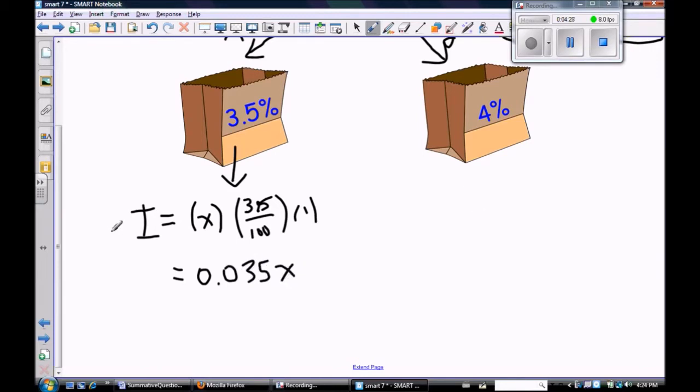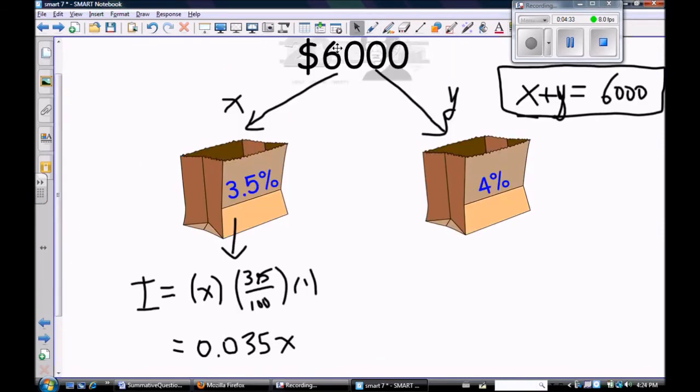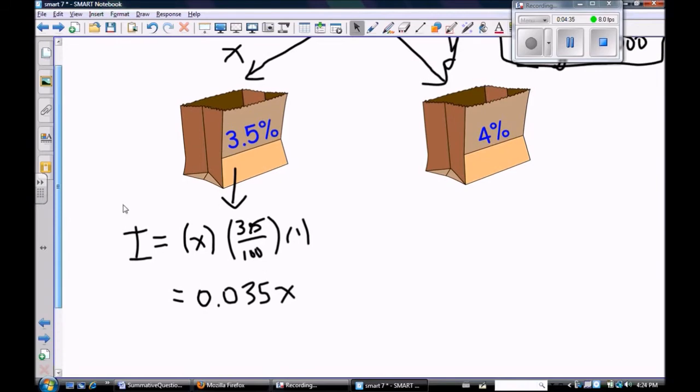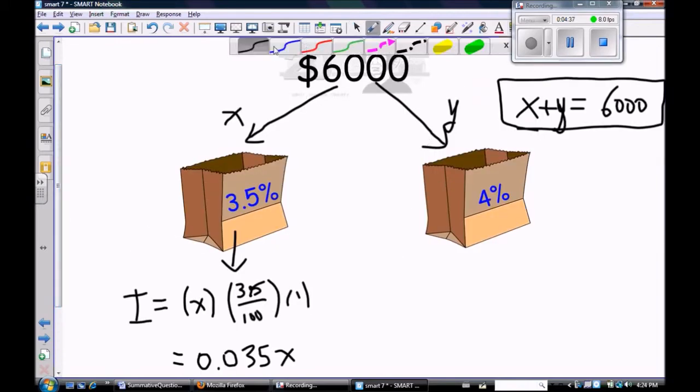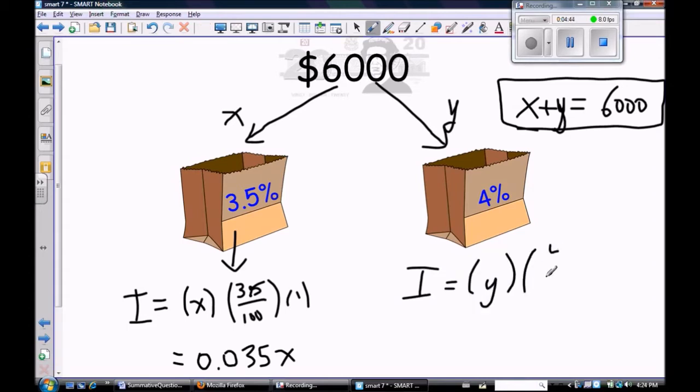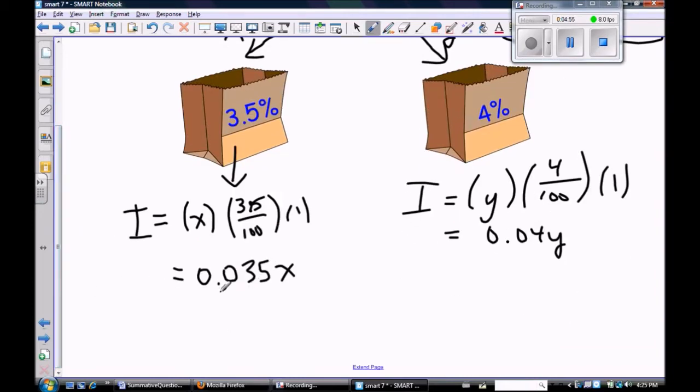Okay, let's look at the other account. So in this account, he earns an interest rate of Y dollars principal, 4%, so 4 over 100, and again, 1 year. So if I simplify that, I get 0.04y. So this is how much he earns in the first account, and this is how much he earns in the second account.